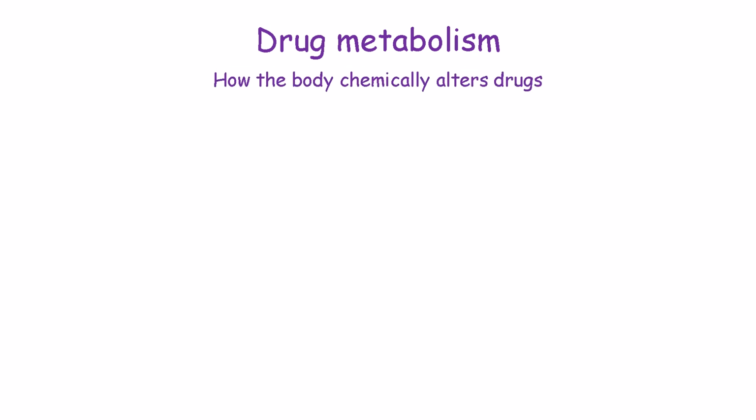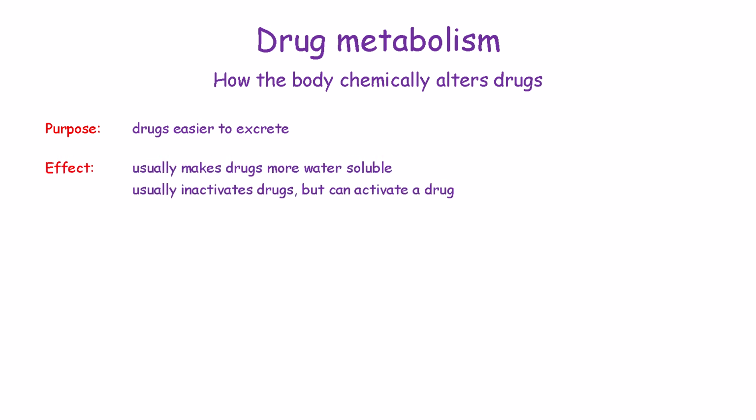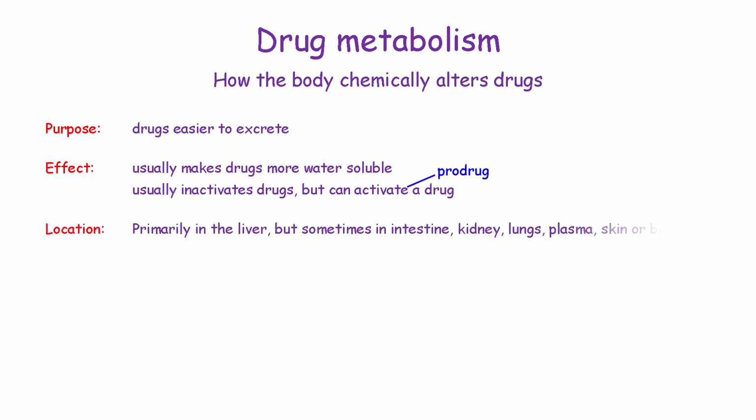Drug metabolism is how the body chemically alters drugs. The purpose of metabolism is to make drugs more amenable to being removed from the body. The effect is to make the drug more water-soluble. That usually results in the drug becoming inactivated, but in some cases the drug is activated by metabolism. A drug that is activated in this way is known as a prodrug. The liver is the major site of drug metabolism, but the intestines, kidney, lungs, plasma, skin, and brain can also contribute.